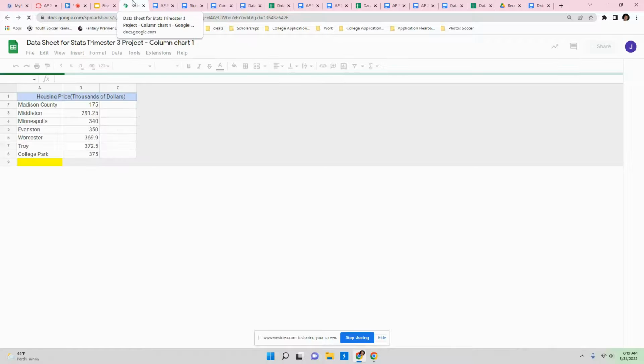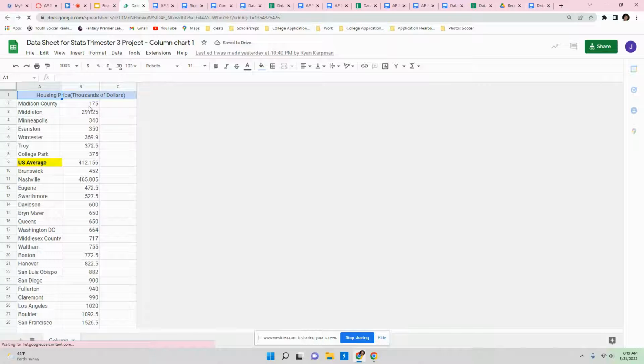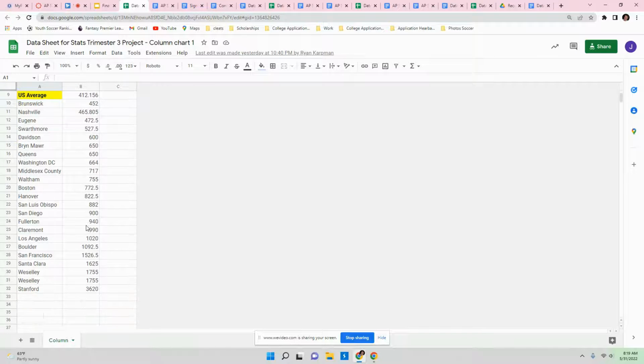For our table of values, we'll go to this site right here. And we can see that we had some outliers. Madison County was really low, 175,000, much lower than the next value, which is about 300,000 in Middleton. And we can also see we had a really high outlier with Stanford, about $3.62 million is the average housing price to live there. So that was really, really high. We think that definitely skewed our data.